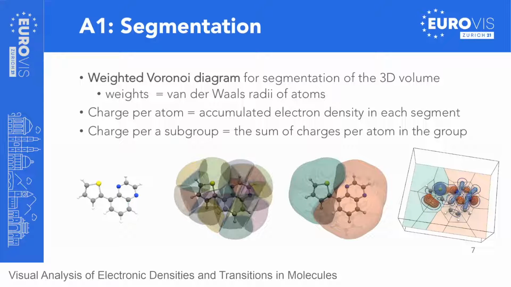For segmentation, which is our analysis task 1, we use a weighted Voronoi diagram. And like we mentioned, we compute the charge per atom by accumulating the charge density within each segment. Then charge per subgroup can be computed by addition of charges per atom in the subgroup.